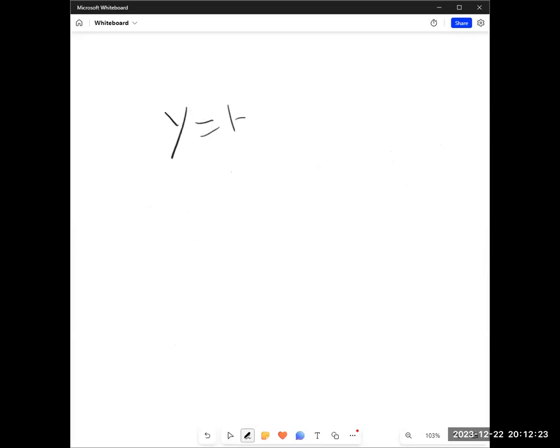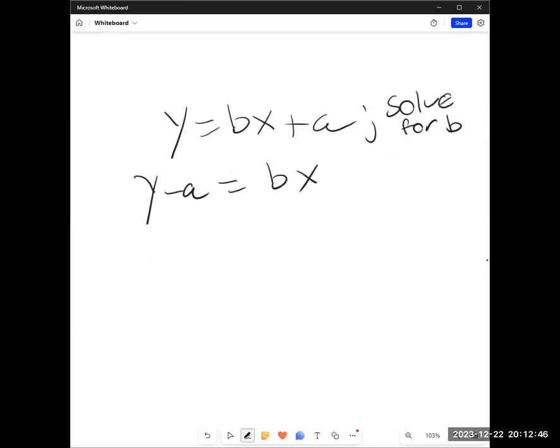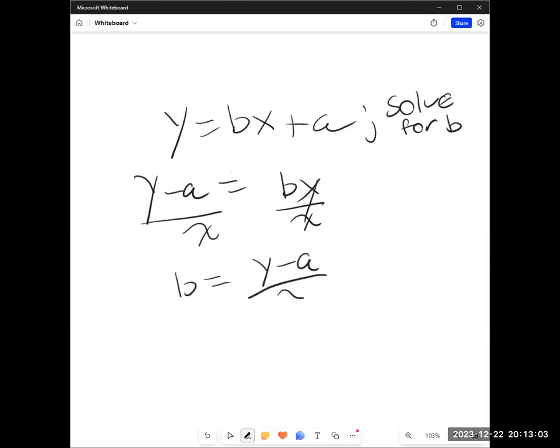Now y equals bx plus a. That's just the equation of a line in slope-intercept form, just with some different letters there. And they want us to solve for b, which is in the place of the slope here. So y minus a is equal to bx. Divide both sides by b. Oops, I'm sorry, divide both sides by x. I'm so used to solving for x. And b is equal to y minus a over x.